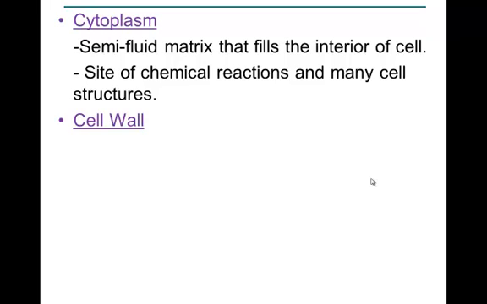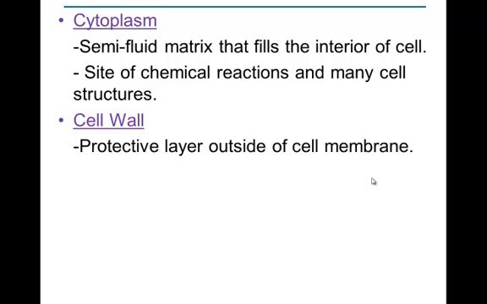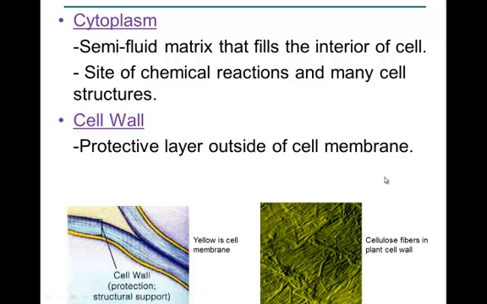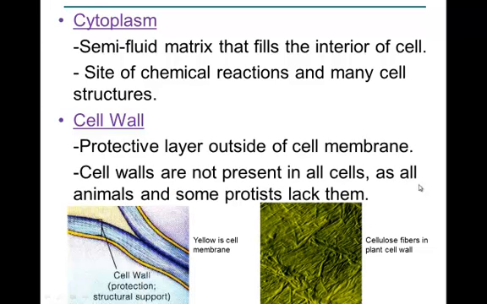The cell wall, however, is not present in all cells. It is a protective or supportive layer outside the cell membrane, present in some cells, as animals and some protists lack them. This picture on the lower right is showing the surface view of a plant cell wall, and you can actually see the fibers of cellulose that are making this up.